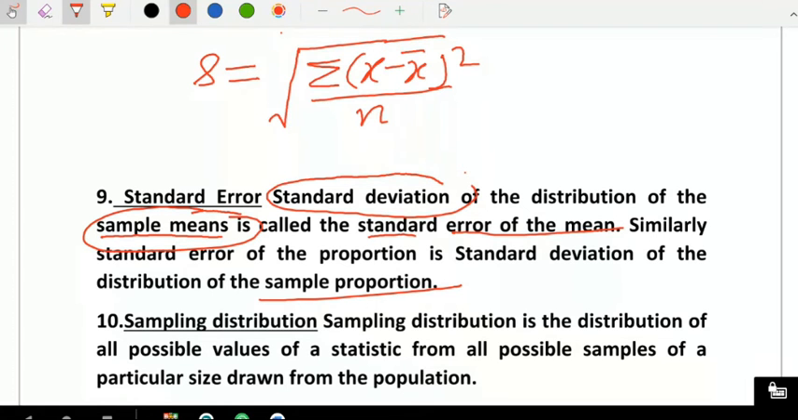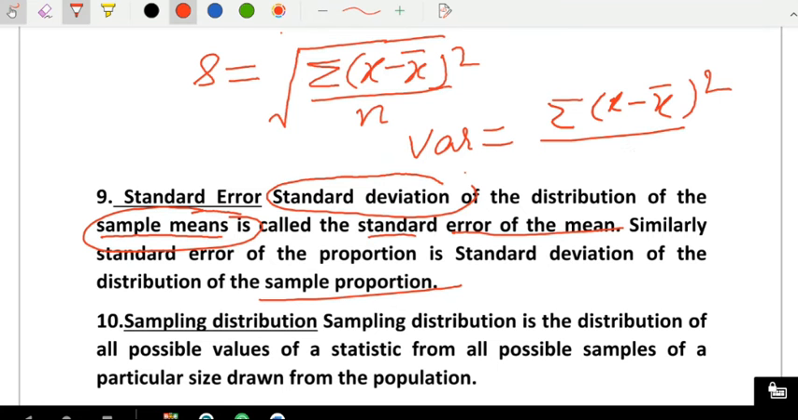If you don't take the square root, that becomes the variance. One more term is there. I write here variance, in short called VAR. So what is variance? If you don't take the square root, sigma (x minus x bar) whole square divided by n is called variance. If you take the square root of variance, that becomes the standard deviation.